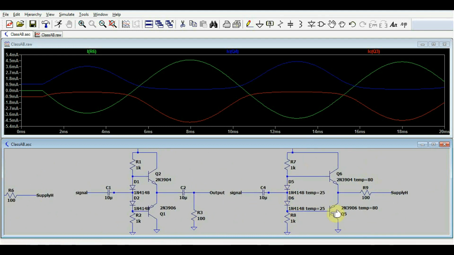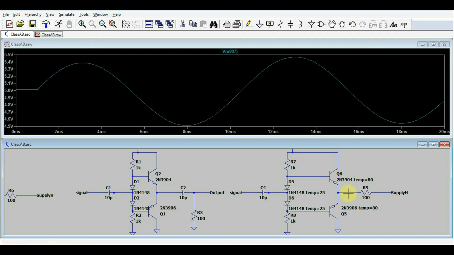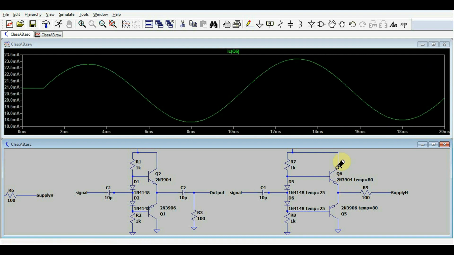So what I got here is the same circuit, only I told the diodes to be at 25 degrees and the transistors to be at 80 degrees. Now if we look at the output, it's still okay. So the amplifier is still amplifying, but if we look at the currents, we can see that the static current is huge. You have 20 milliamps going through the circuit when there is no input signal. And that is because the voltage drop on our diode is much larger than the voltage needed to put the transistor into the active region. So we have a very high static current.